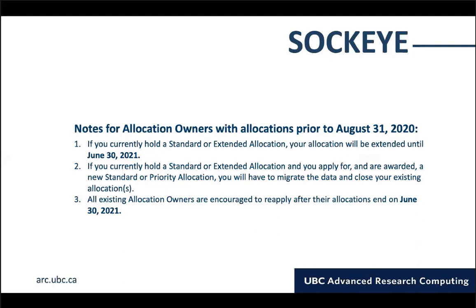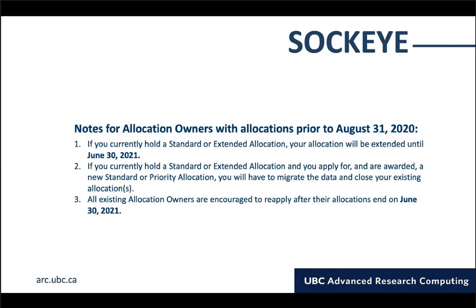Probably of the greatest interest to many of you who are already familiar with Sockeye will be the changes that we've implemented this year that I have been hinting at a bit. I will go over these in detail in just a moment, but I first want to note a couple of things for our current Sockeye users who have received an allocation before August the 31st. So if you currently hold a standard or extended allocation, your allocation, which you probably thought was going to end at the end of March next year, is actually going to be ending on the June 30th. We have changed the timelines for allocations from fiscal year to academic year. I'll explain more in a minute.